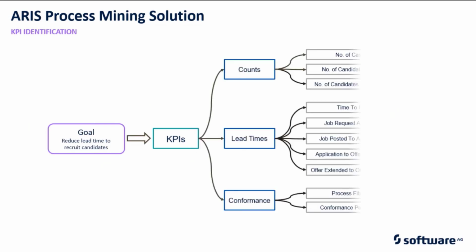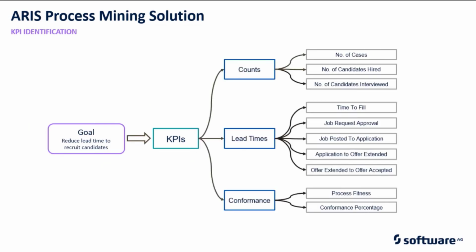So for KPI identification, based on our goal to reduce the overall lead time, we divided our KPIs into three major categories. The first category is count. The count will help the team understand the volume of work, the workload on the recruitment team, and the number of candidates at various stages of the process. This will help them identify ideally how many candidates should be there at each stage of the process, and how they can reduce those numbers at various stages.